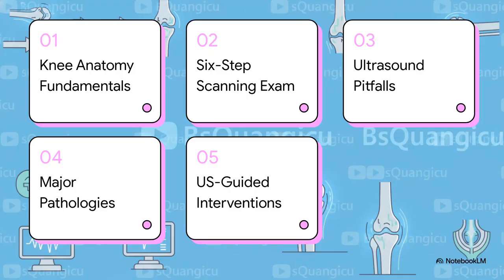To get us started, our agenda is broken down into 5 focused areas. We're looking at knee anatomy fundamentals, the 6-step scanning exam, common ultrasound pitfalls, identifying major pathologies, and finally, ultrasound-guided interventions. Let's get right into it.